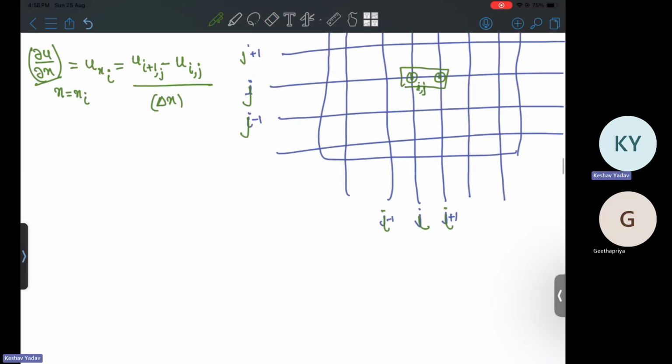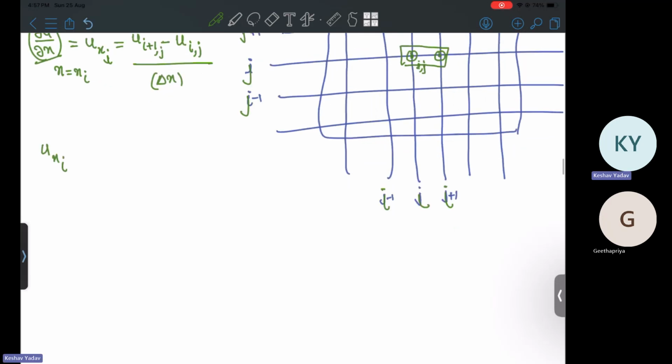Okay, if I want to write the backward difference, u x prime at some ith location, so the same, I want to find the backward difference. So I will write u i comma j minus u i minus 1 comma j, divided by delta x.